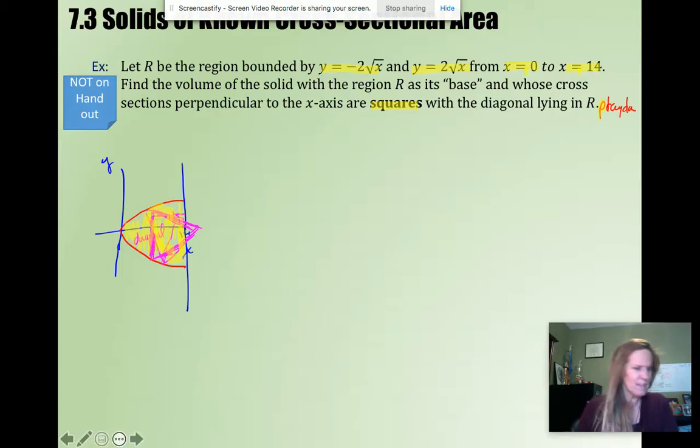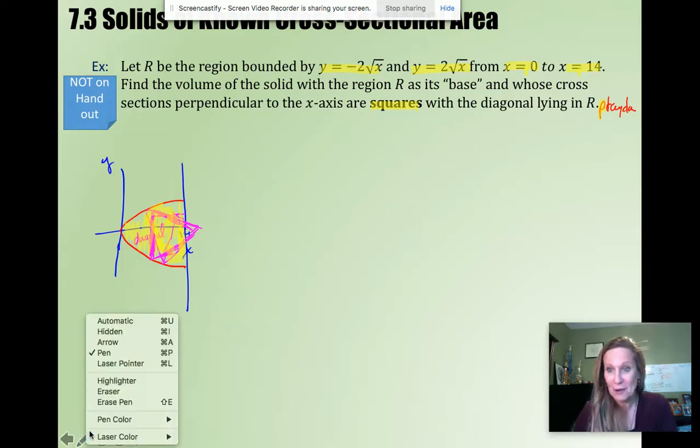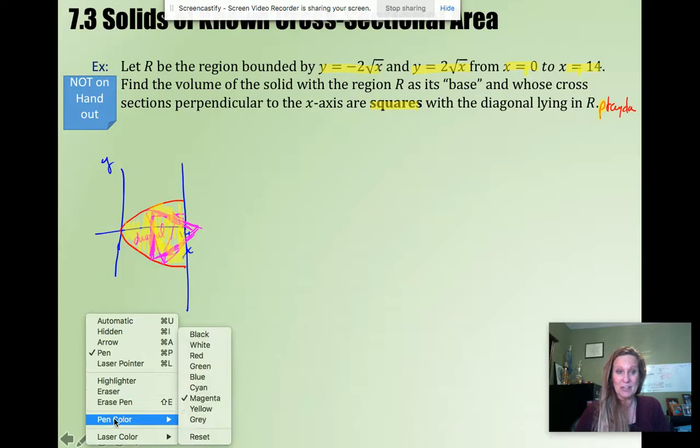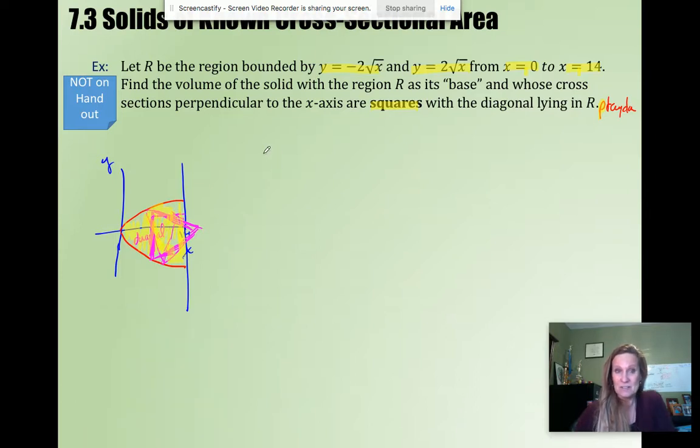So when I'm doing this, I know how to find the area of a square. The area of a square never changes, but the problem is, who's in the Play-Doh? Is the side of a square in the Play-Doh? I don't think so. In the Play-Doh, my strip, which is perpendicular to the x-axis, is the diagonal of a square.